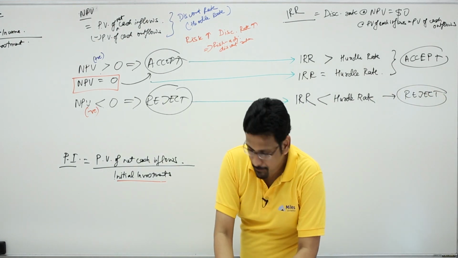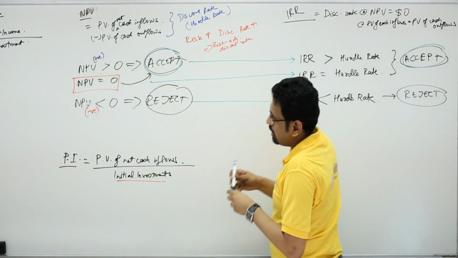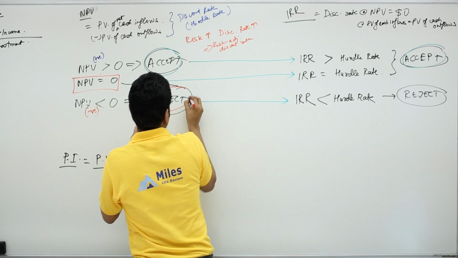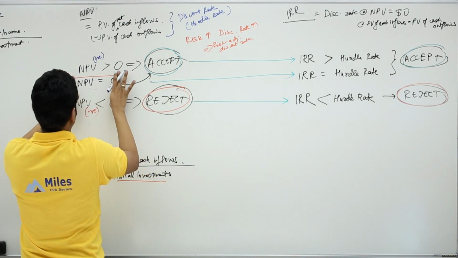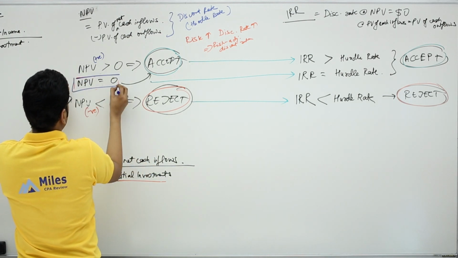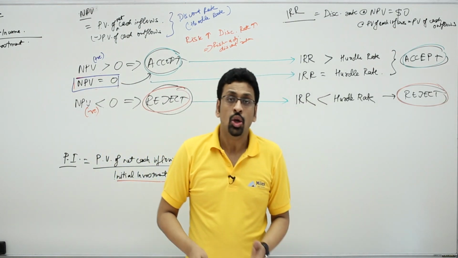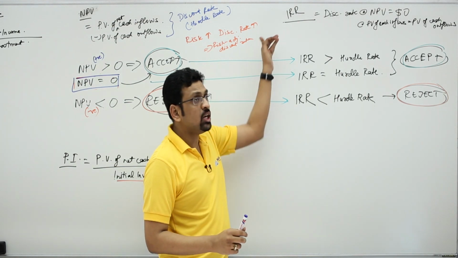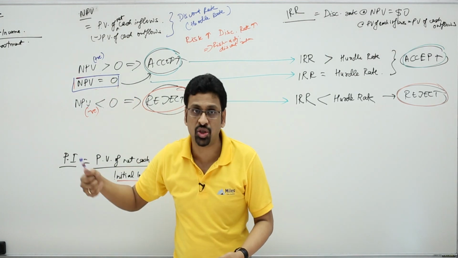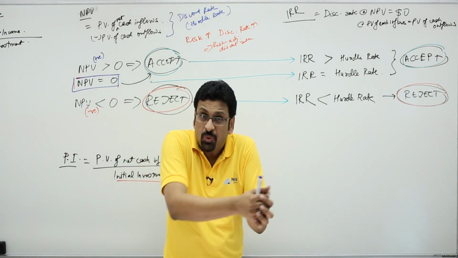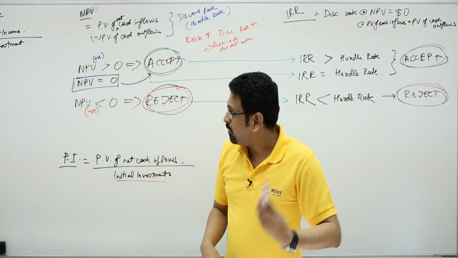So let me use the green pen for accept and accept. Let me use the red pen for reject and reject. Let me use the blue pen for this one. NPV equals 0. So this is the point at which IRR is equal to the hurdle rate. So guys, once again, internal rate of return is the discount rate that you've used when you calculate NPV equals 0, or the discount rate that you used where you get the present value of inflows equal to the present value of cash outflows.